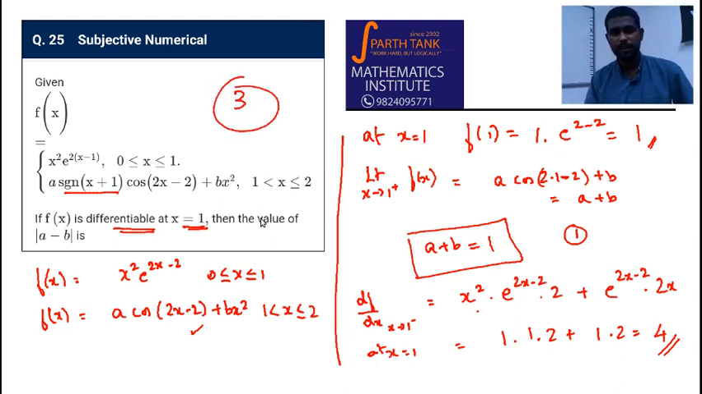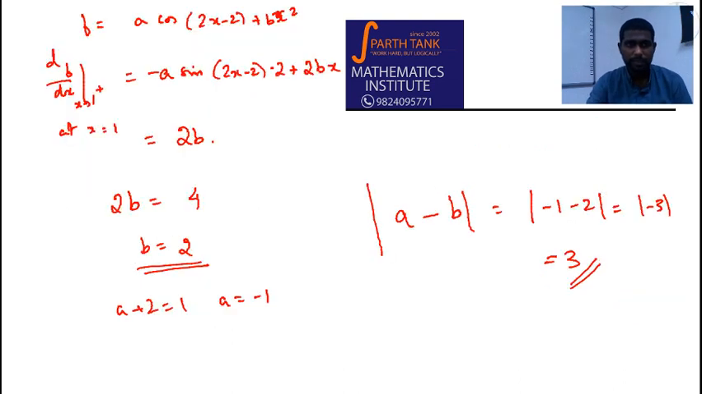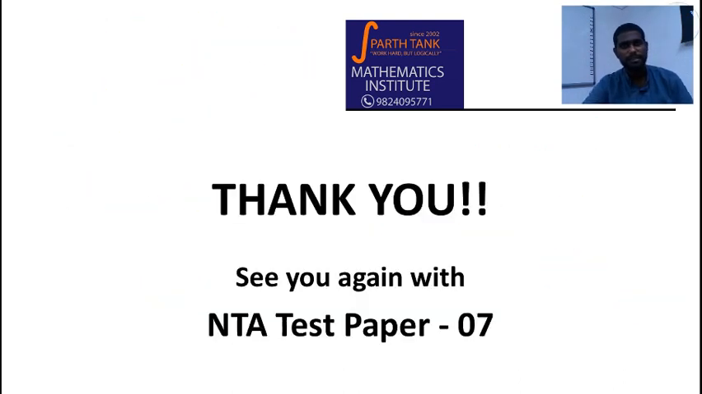Okay, very simple problem. Both continuity and differentiability have to be checked. Don't just rush into differentiability, because if a function is to be differentiable, it has to be both continuous and differentiable. So this brings us to the conclusion of mathematics part of the NTA test paper 6.